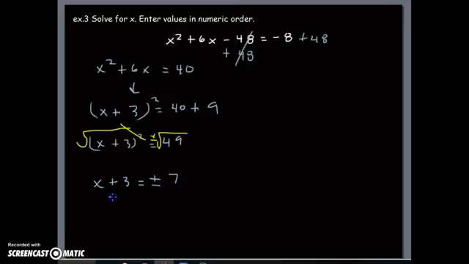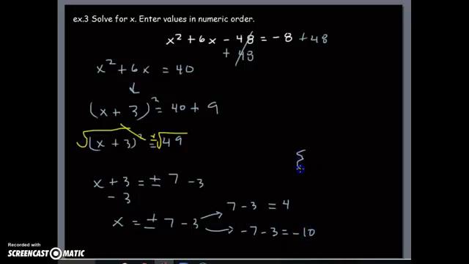And so now what we have is minus 3, and we've got x equals plus or minus 7 minus 3. Break up our two little equations. We got positive 7 minus 3, and we've got a negative 7 minus 3, which equals a 4, and which equals not a negative 4, it's a negative 10. Put it in numeric order, negative 10, comma 4. That should be a bracket.